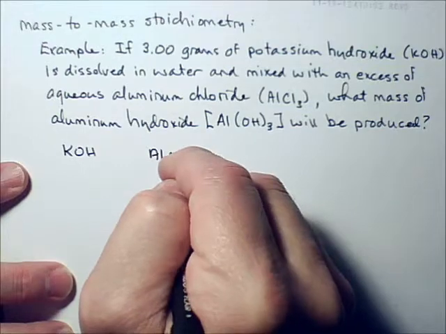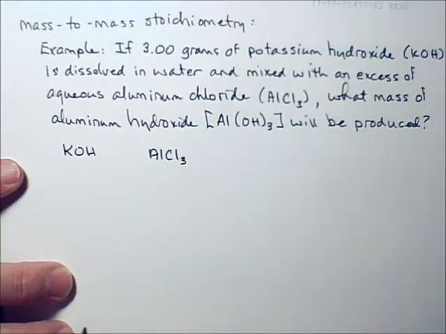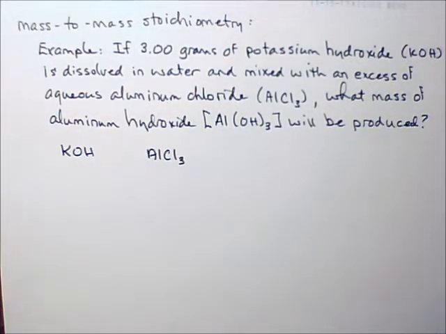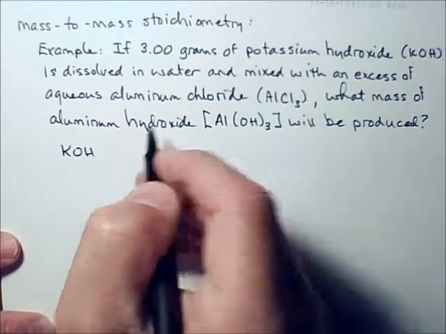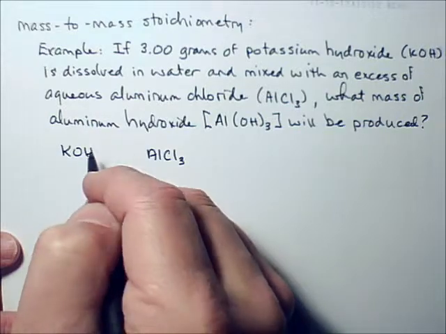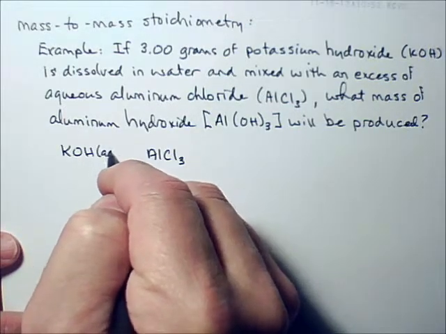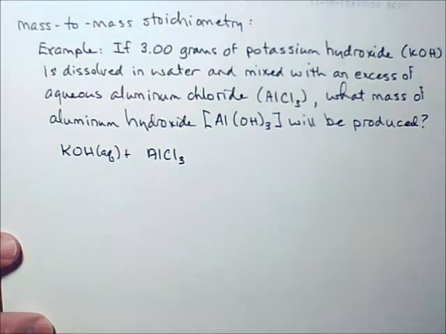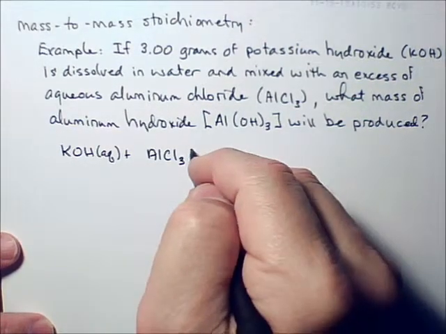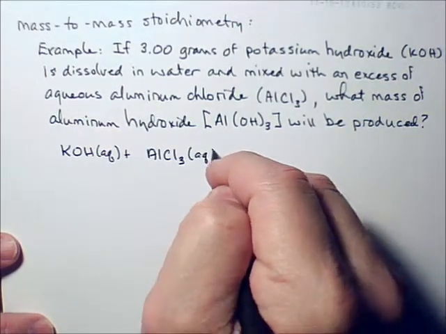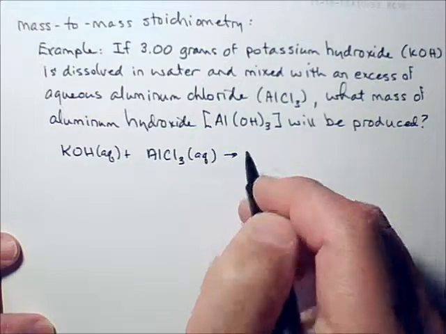We don't need to put that 3.0 in. No, you don't put grams in a balanced equation. Only thing that goes in the balanced equation is coefficients. Okay, well, physical states. Let's see. What physical state is the potassium hydroxide? Aqueous. And what physical state is the aluminum chloride? Aqueous. It actually says that in the prompt.